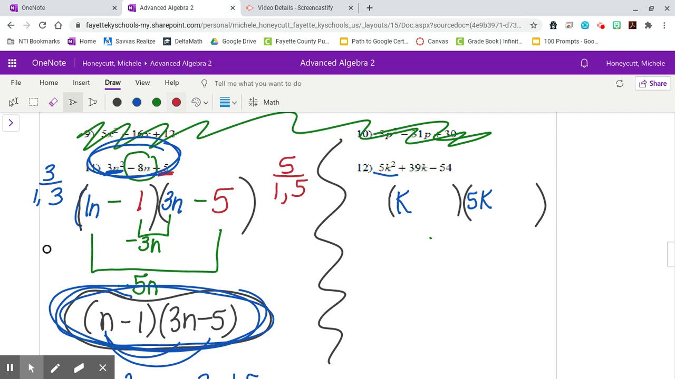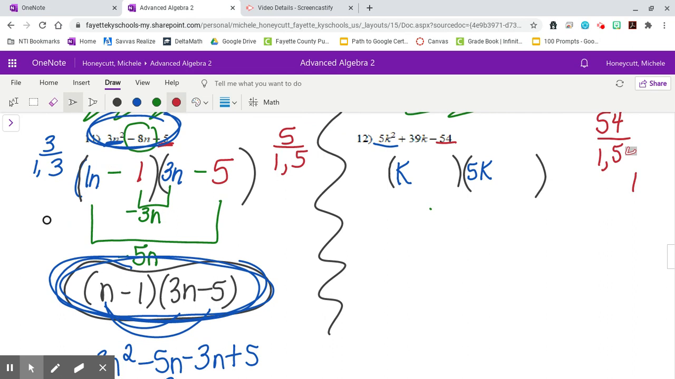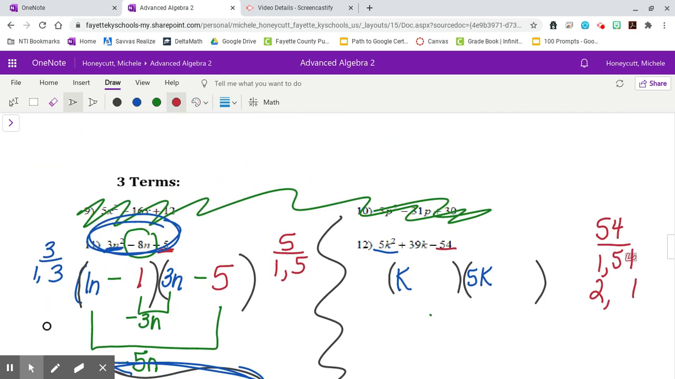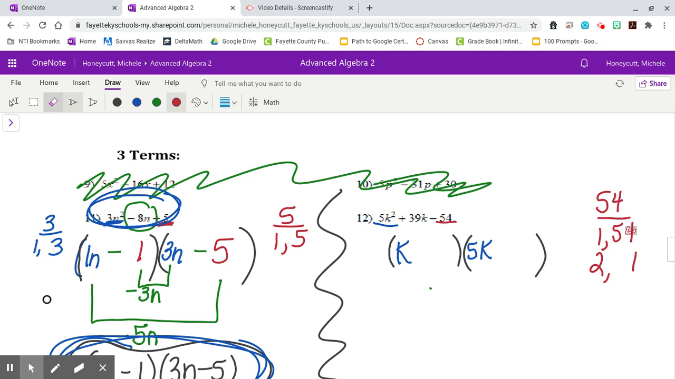Then I'm going to think about the number 54, and I'm going to think of factors that multiply to be 54. So 1 times 54. 2 times, what is 54 divided by 2?